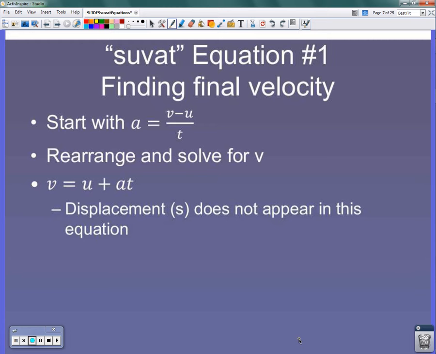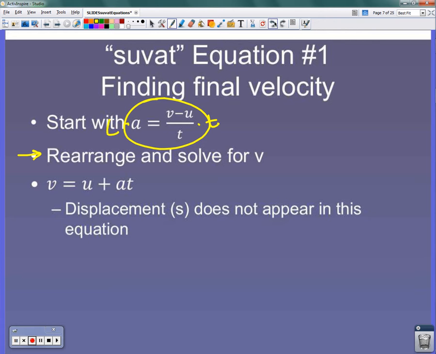So let's start with the first one. Here we start off with our definition of acceleration, V minus U over T, or V final minus V initial over the time it takes for that to happen. So all we do is rearrange that equation and get V by itself. And when you do that, multiply both sides by T.